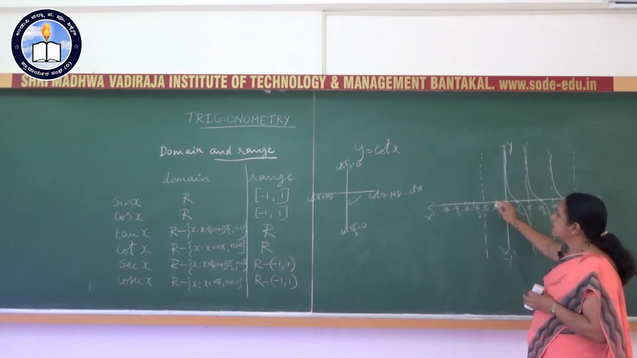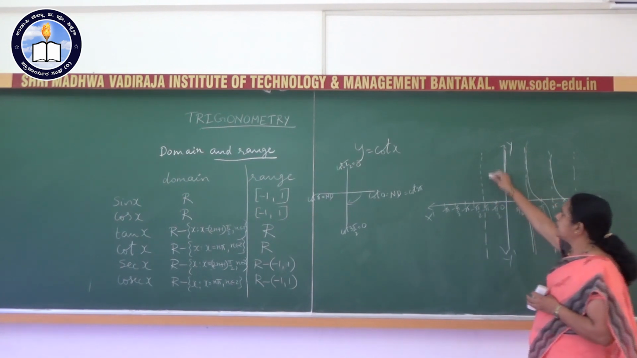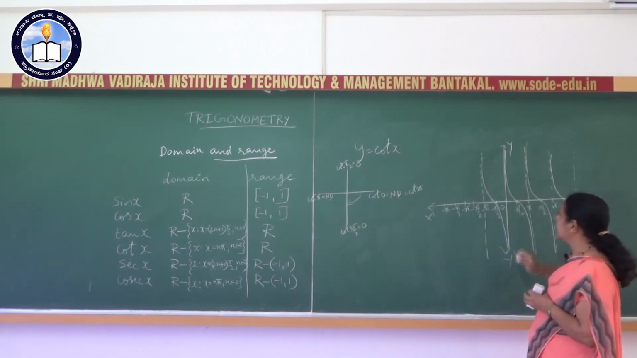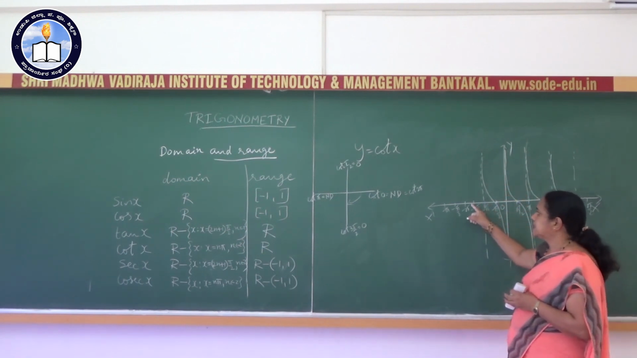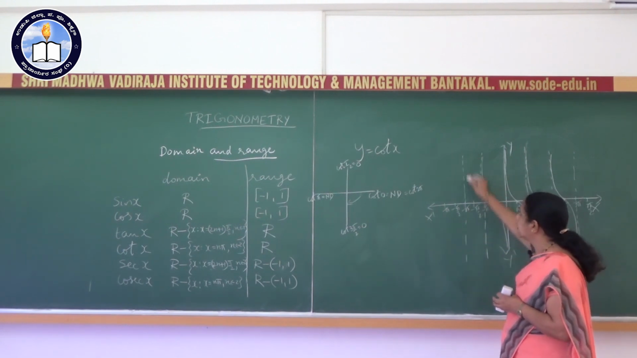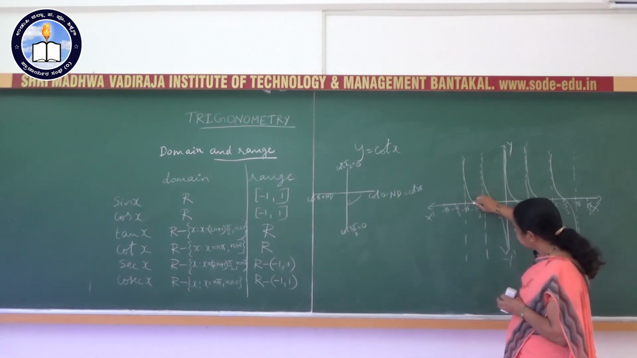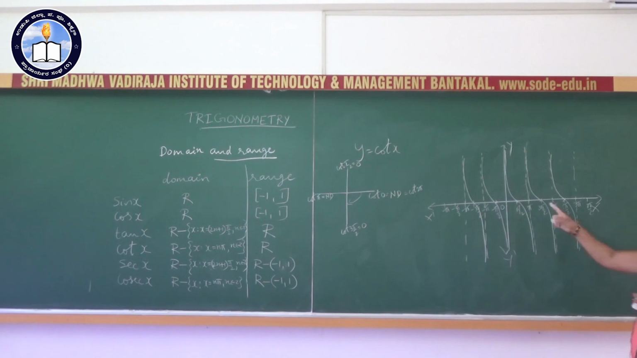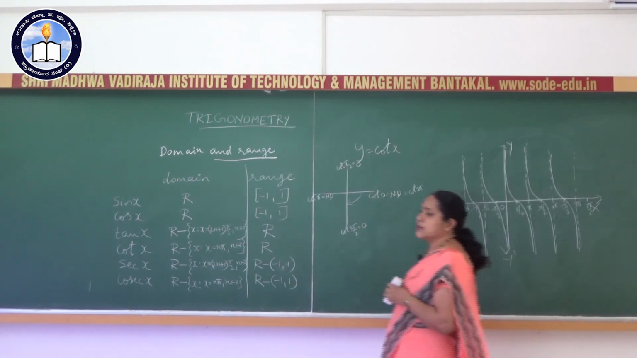And in the third quadrant, cot theta is positive. In the fourth quadrant, cot theta is negative. Then the second quadrant and the first quadrant. In the first quadrant, cot theta is positive. In the second quadrant, cot theta is negative. So this is the graph of y is equal to cot x.